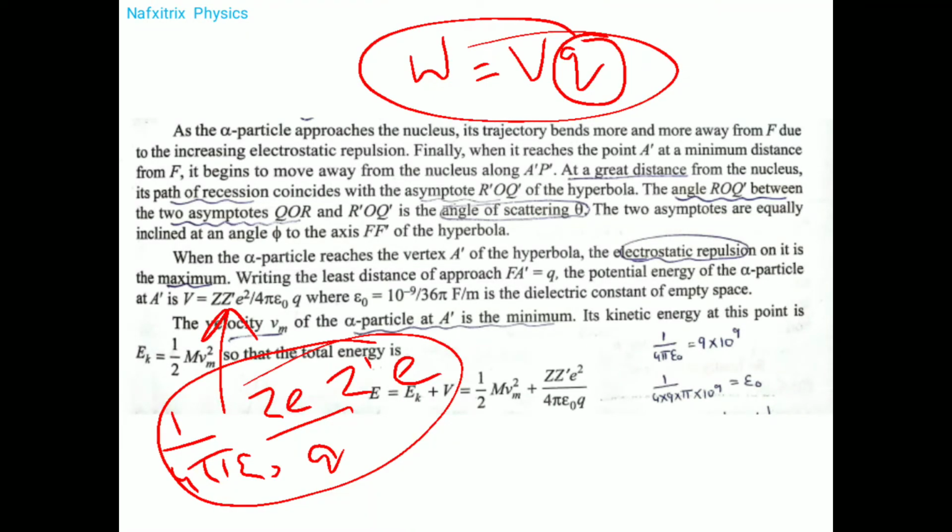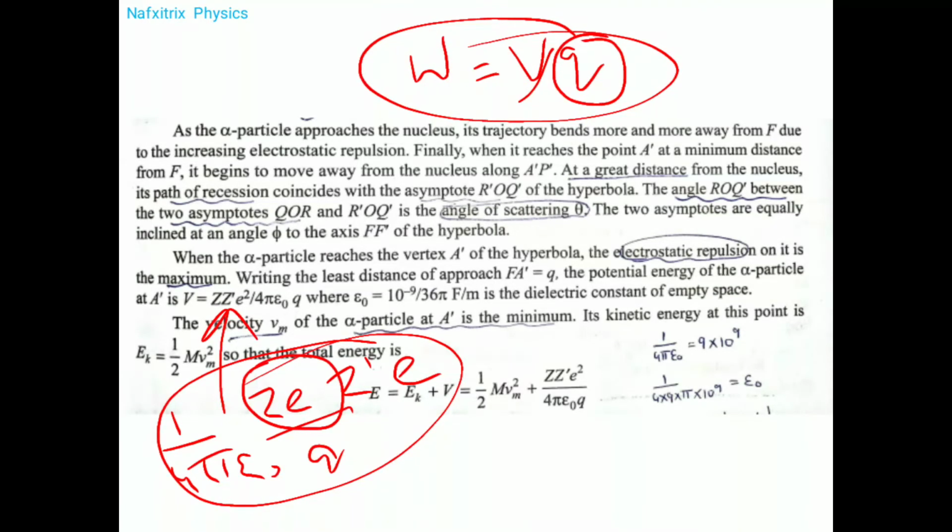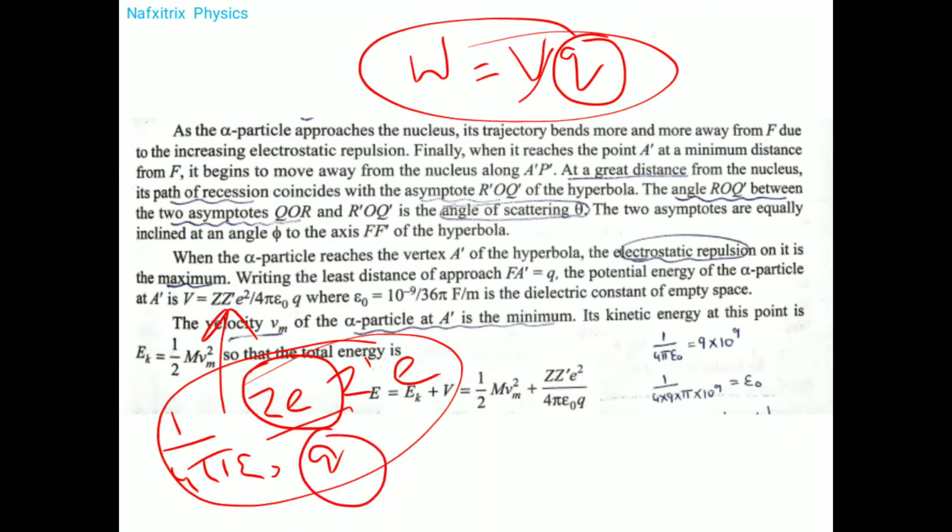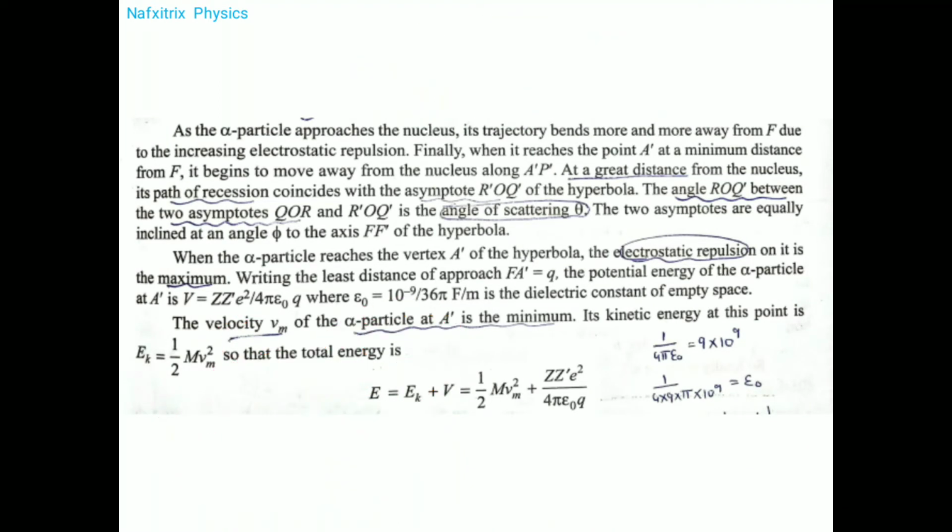Here the potential is developed because of the nucleus. So in V we have Ze, the charge of the nucleus, and the particle which is experiencing the force is the alpha particle, so Z dash e. Likewise we have that formula.